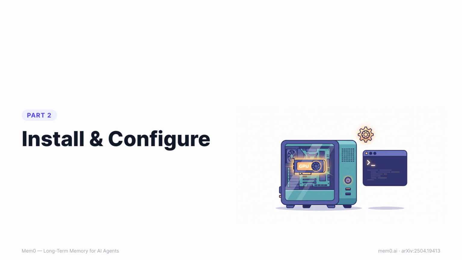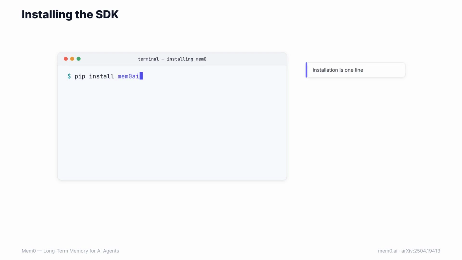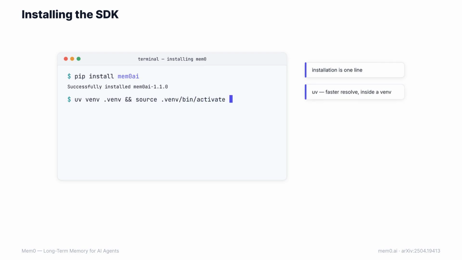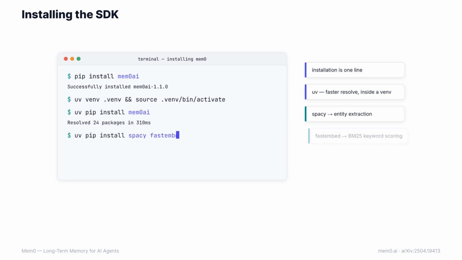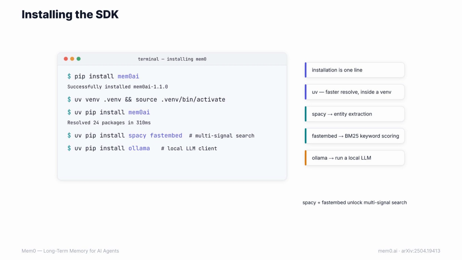Part 2. Installing Mem0 and configuring a fully local, GPU-accelerated stack. Installation is one line. Pip install mem-zero AI, or use UV for faster resolution inside a virtual environment. For the best retrieval quality, add 2 optional packages. Spacy powers entity extraction, and fastembed enables BM25 keyword scoring. Together, they unlock Mem0's multi-signal search. If you want a local LLM, install the Ollama client too. The simplest cloud path just needs an OpenAI API key exported in your shell.